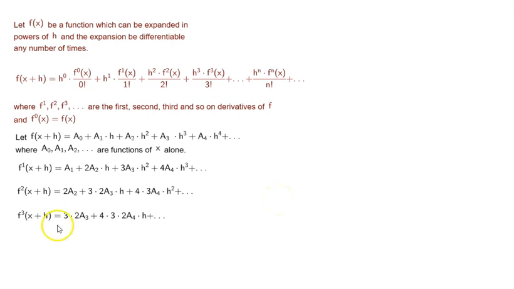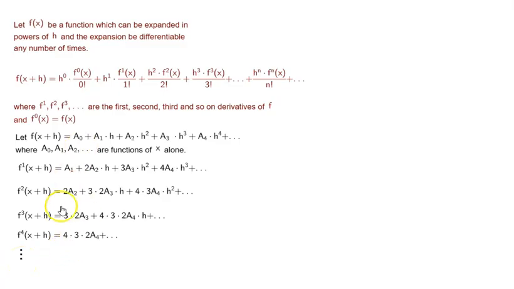Similarly, the third derivative, that becomes 3 times 2 times a3. The first term disappears because it's a constant. Plus 4 times 3 times 2 a4 times h, and so on. And let's take the fourth derivative. This becomes, the first term disappears because it's a constant, plus 4 times 3 times 2 a4, and the h term disappears, and so on. We keep doing this.